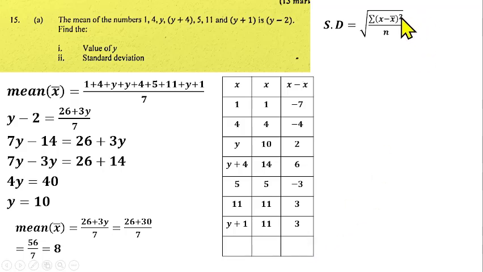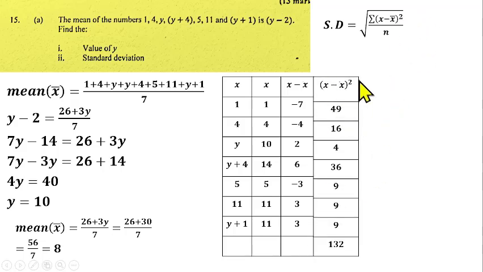Then we need to square the deviation. So squaring the deviation, we have 49, 16, 4, 36, 9, 9, 9. Then we need to sum the deviation squared together. If you sum it, we have 132. So if you return that into this formula, you'll be having the square root of 132 over 7, because our n is 7. We have 7 data here. So the square root of this will give us 4.342.